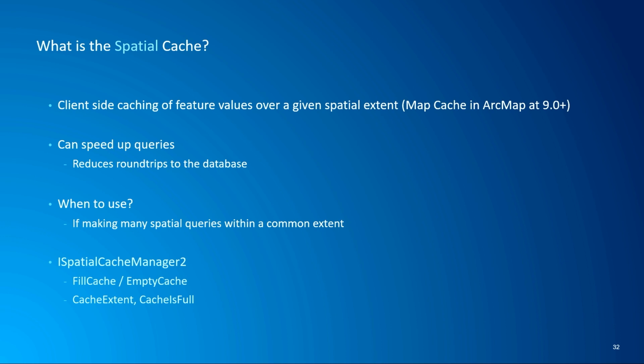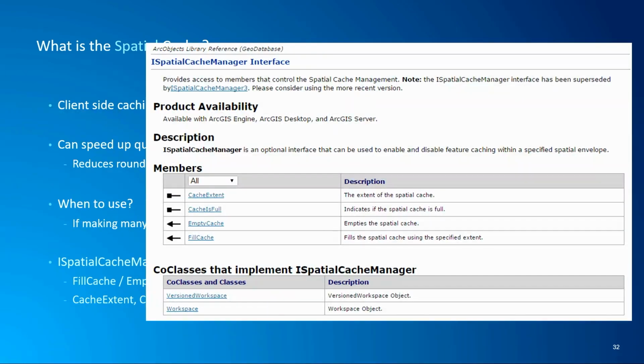If you're doing many spatial queries within a common extent, say you're doing a whole bunch of work in one area, sure, use your spatial cache. Through the spatial cache manager, you can fill the cache, you can empty the cache. You can also tell it to cache a given extent. And here's some of the help doc that you'll see when you are working with the spatial cache manager interface. And you can find that interface on version workspaces or regular workspaces.